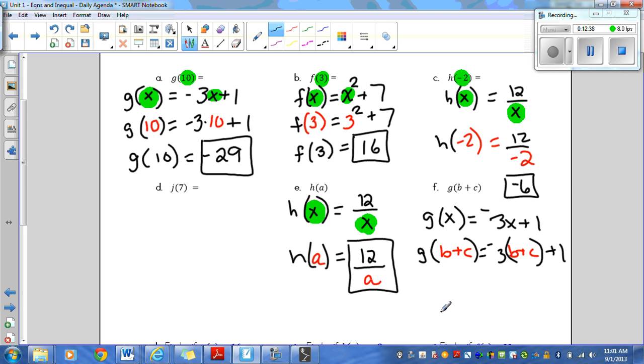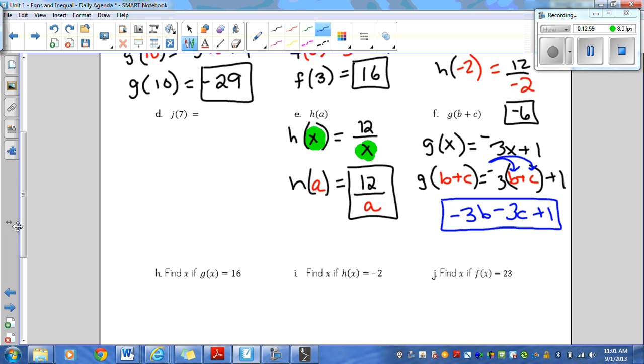You want to make sure you're multiplying by the quantity b plus c. You could leave it like this, negative 3 parentheses b plus c plus 1, or you guys know that when you see a number outside of parentheses, you can distribute. So your final answer is negative 3b minus 3c plus 1. And that's your final answer for that one, because it's not able to be simplified anymore. You're not going to get a number. You plugged in more letters, so you're going to get an expression.